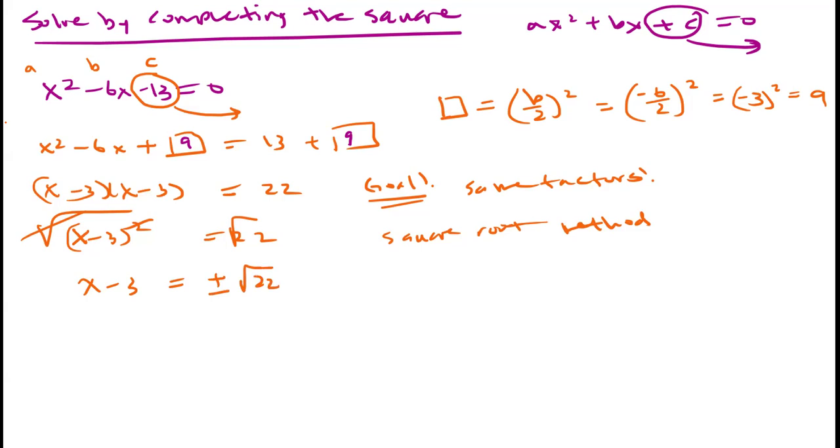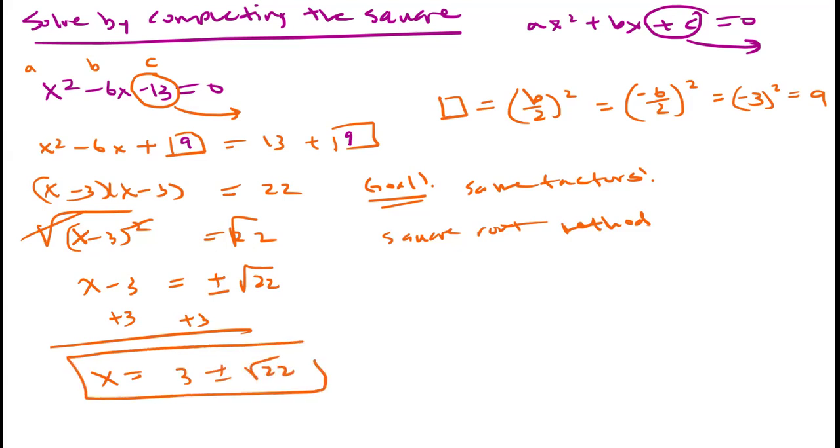Okay. All right. Now then I'm going to have my two equations, but in this case, I don't have to do that because all I have to do is just add 3 on both sides. And I get x is equal to 3 plus or minus the square root of 22. All right, so it still produces the two solutions, and then I have to write it in two separate ways.